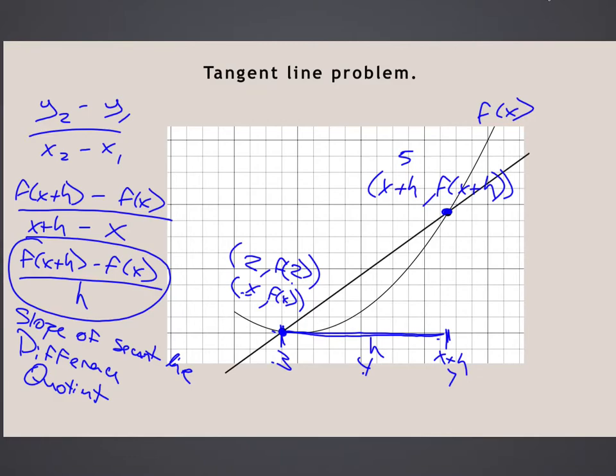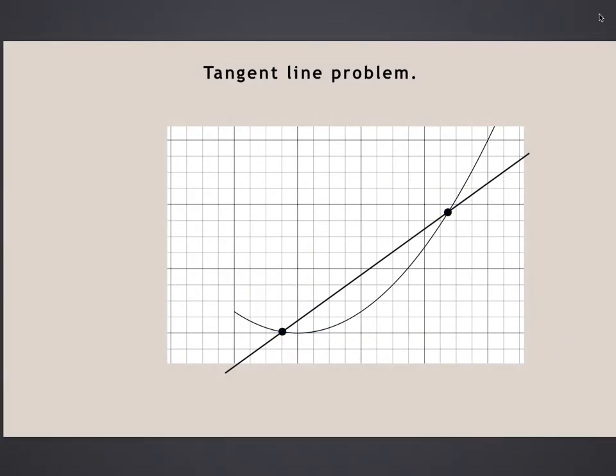Alright, so I have the formula that gives me the slope of the secant line, which we're also going to call the difference quotient. But that's not what I'm interested in. What am I interested in? I'm interested in finding the slope of the tangent line. So we're going to do something to the slope of the secant line to get the slope of the tangent line.